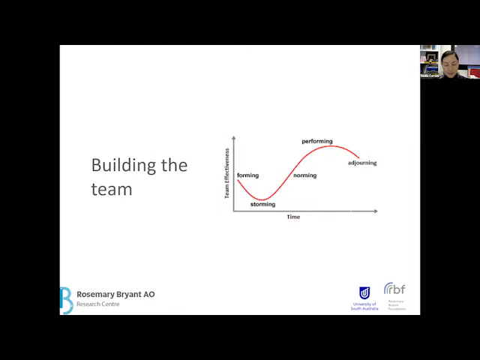And then the ideal is that you reach a stage where you're performing, which is where people are confident in their roles, very focused on the goal. Motivation is high and people are working together, but also independently and not afraid to raise contrary ideas and to push the boundaries. And then there's the adjourning phase, which just reflects that projects eventually come to an end and the team disbands.